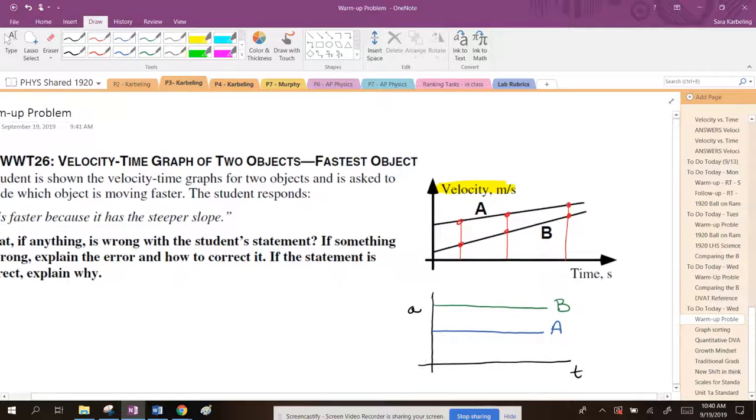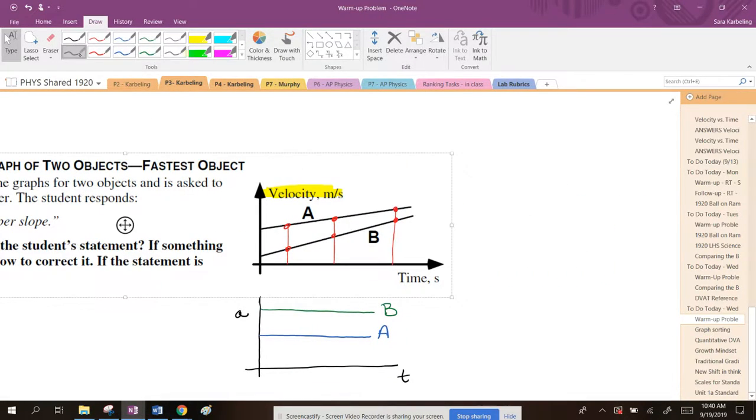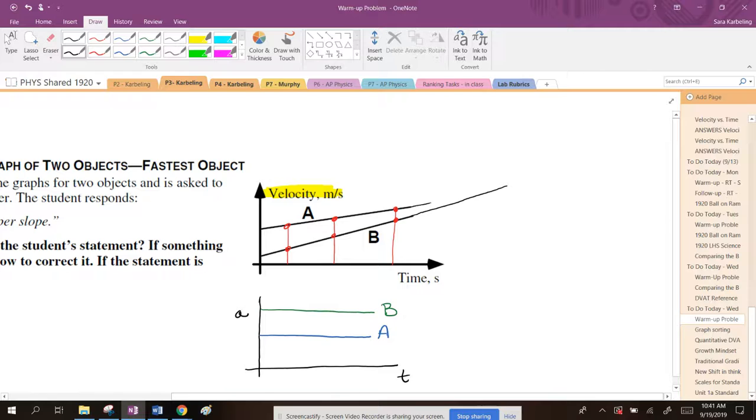If we extended this graph out, because, why not? If we made time go even longer, what's eventually going to happen to the speeds? A and B would cross. And now B would be going faster than A. Is that okay? How are we doing with this thinking process? Is that okay?